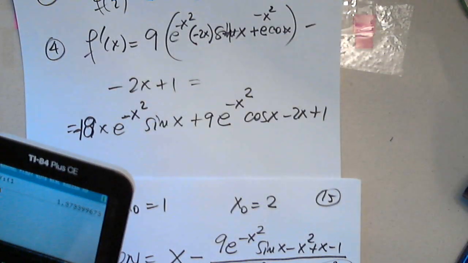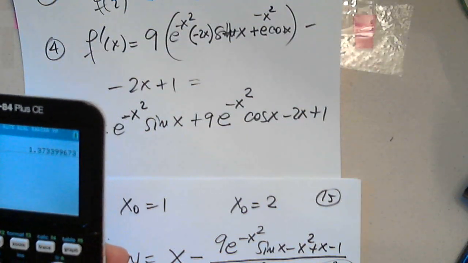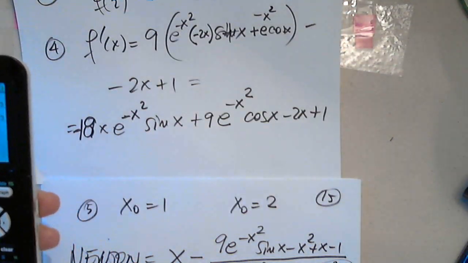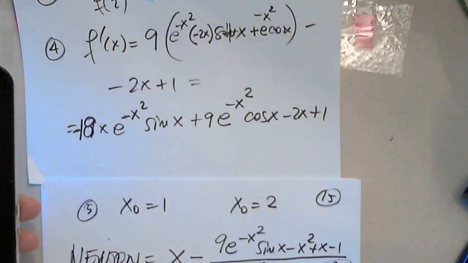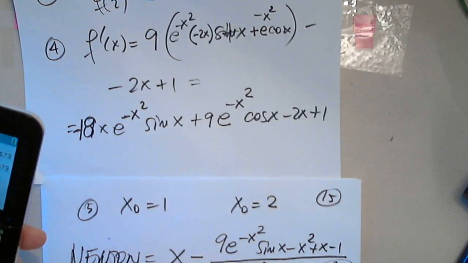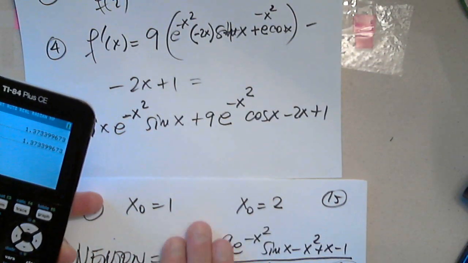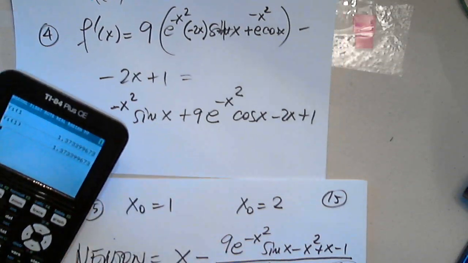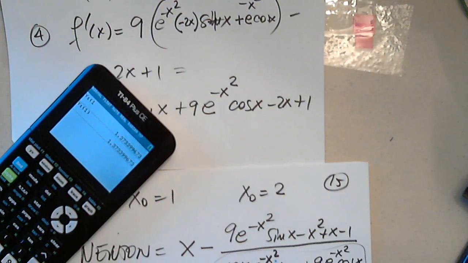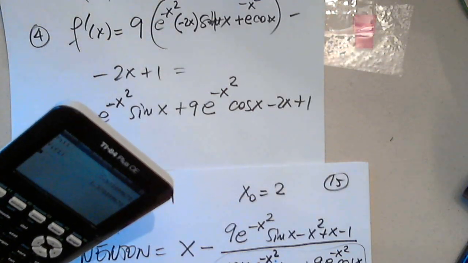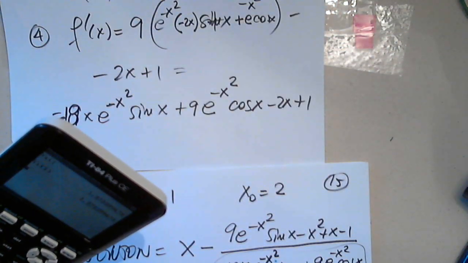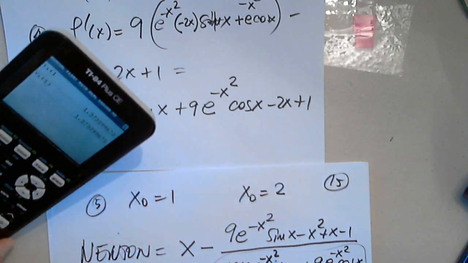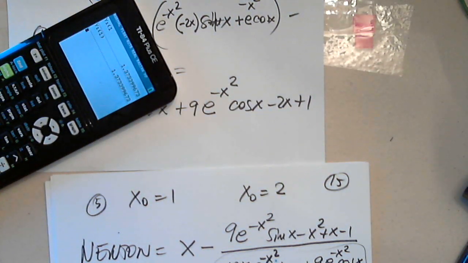And I forgot to close the parentheses. It's not going to make any difference, but okay, so this is our x1. So the calculator plugged in 1 everywhere in x and gave us x1 as 1.373399673. I forgot to look how many decimal digits they want. 8? Yes.